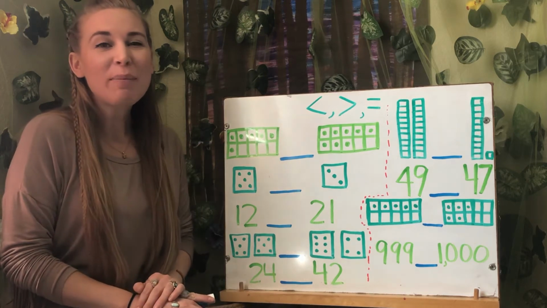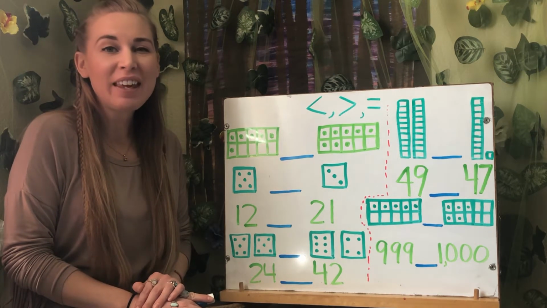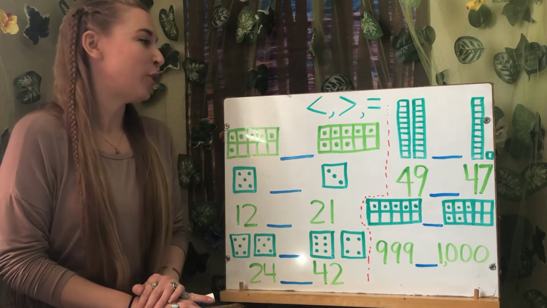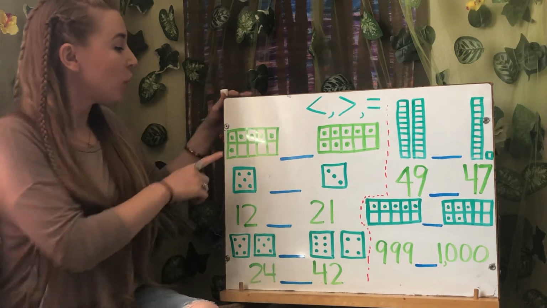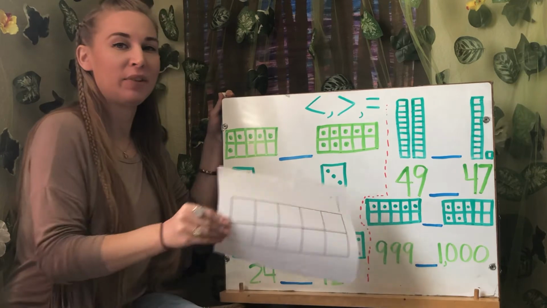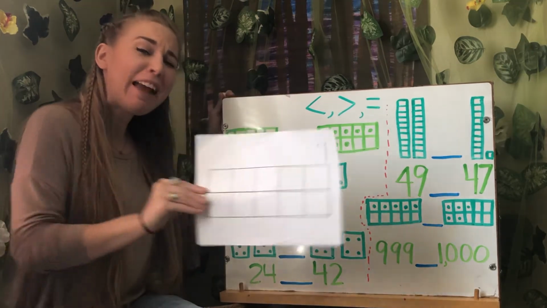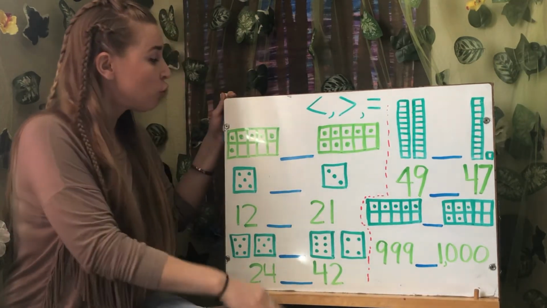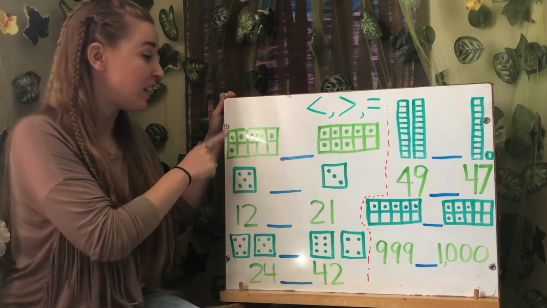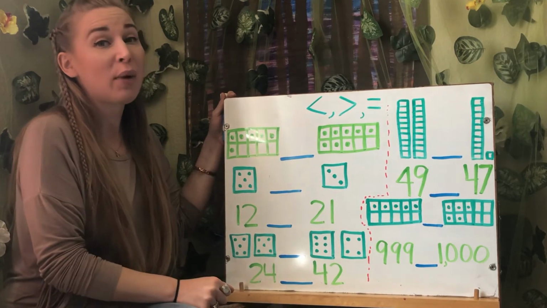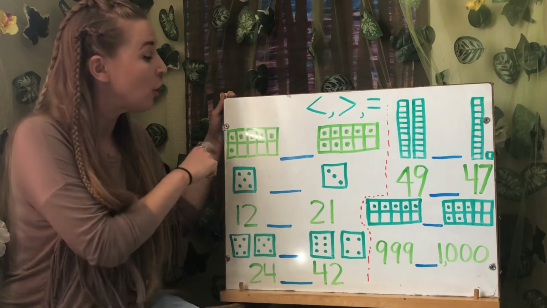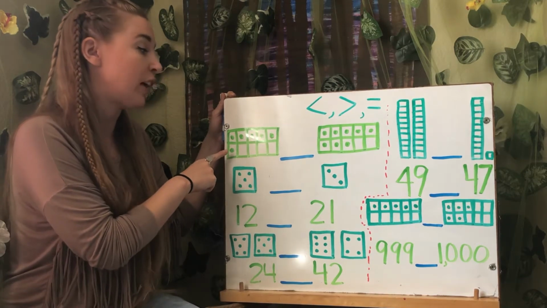Hi, we're going to be comparing numbers and groups of things, and so I'm going to need a little bit of your help with this. Over here we have 10 frames. They don't look exactly like this, but I tried my hardest. We're going to figure out how many we have in each 10 frame, so that it'll be easier for us to compare. Go ahead and take a look over here at this first 10 frame.